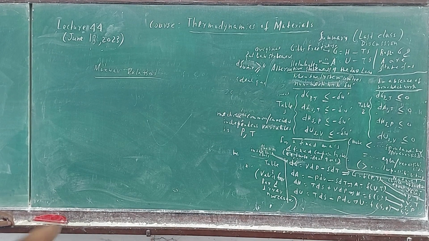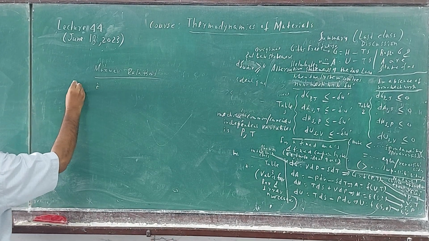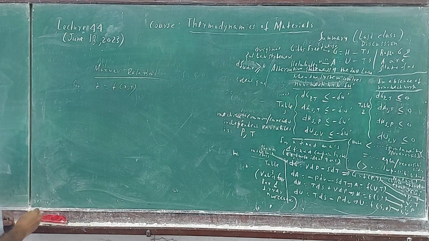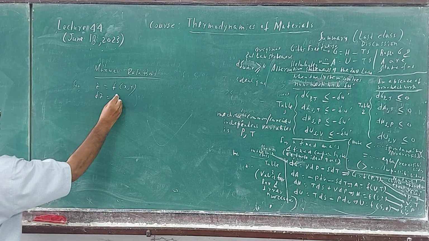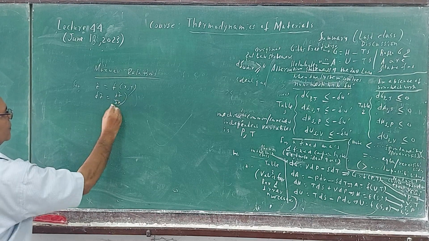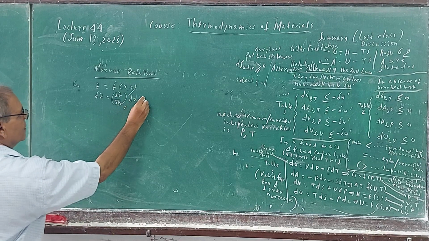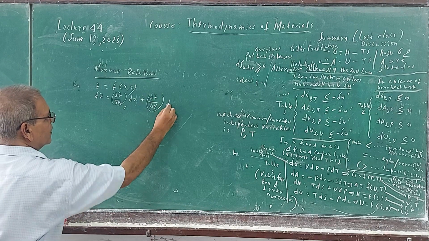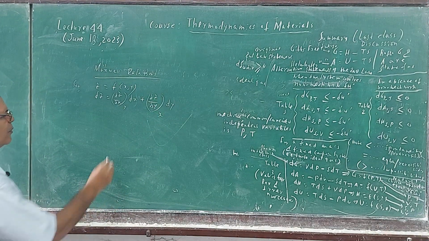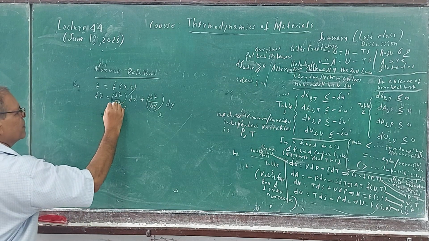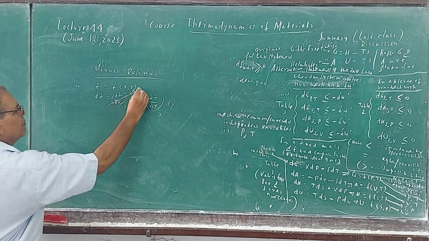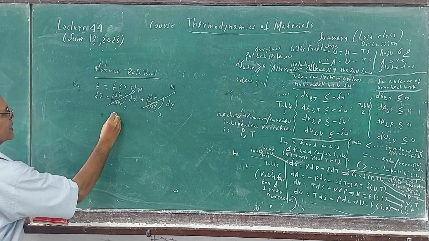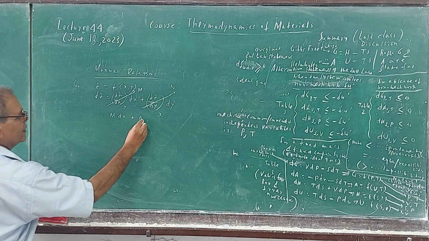Maxwell relations. Say Z is a function of x and y. dz is del z by del x at constant y dx plus del z by del y at constant x dy. I am going very fast, you just keep pace. Call the first coefficient M and the second N. So dz is M dx plus N dy.